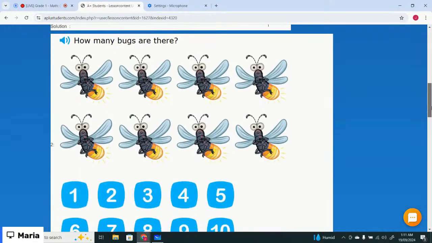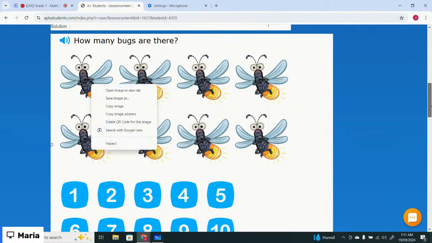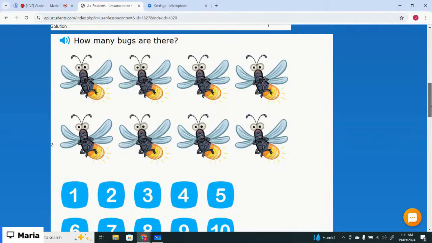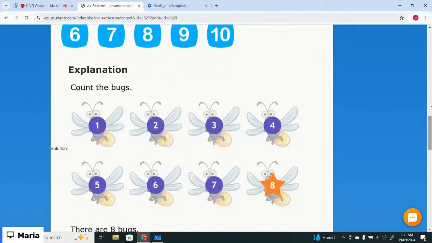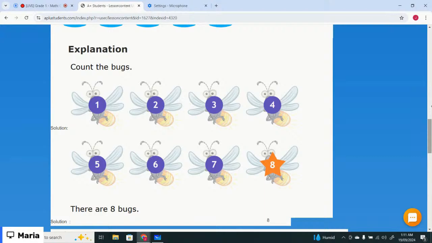The next one is how many bugs are there? So let's just see how many bugs we have, right? So how do we count? One, two, count each number on one of the bug, right? One, two, three, four, 5, 6, 7 and 8. So we have total 8 bugs, right? So the correct option is 8. Got it? We need to count each number on one of the bug, right? So there are 8 bugs.